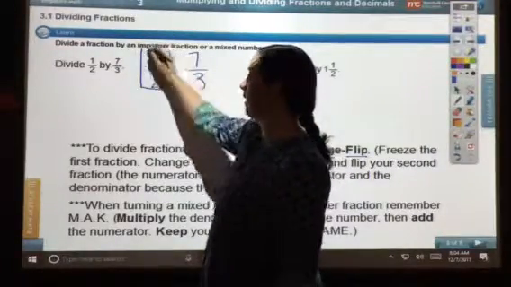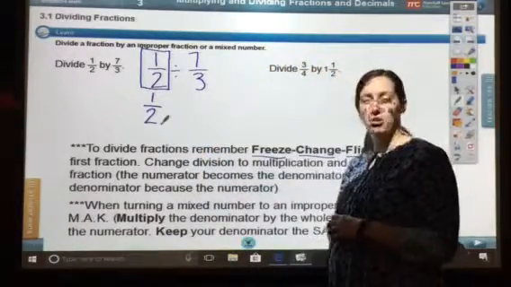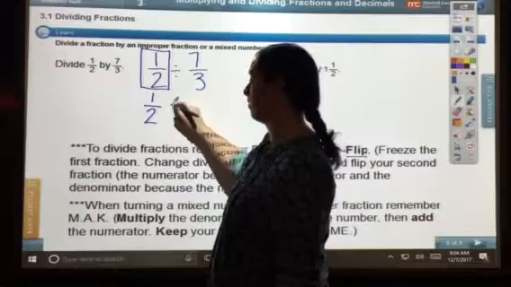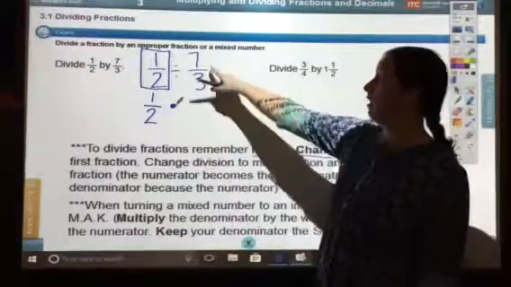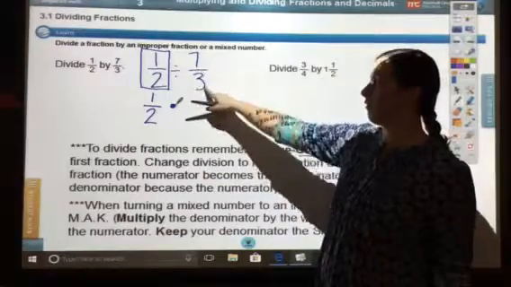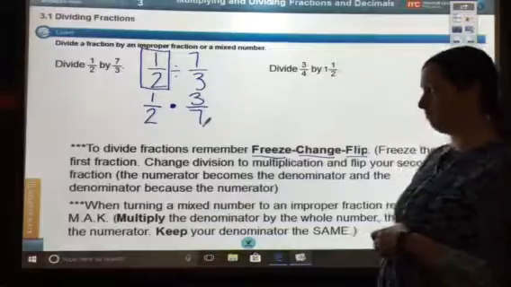So we freeze the first fraction, or it remains the same. We change division to multiplication, so we simply just change the sign. And then we flip or take the reciprocal of 7/3. So 7/3 becomes just the opposite of that, which is 3/7.